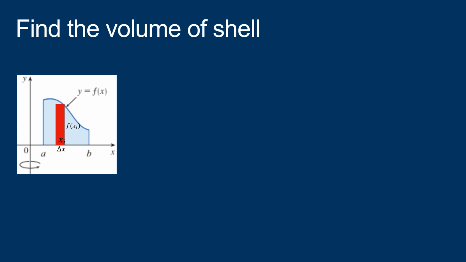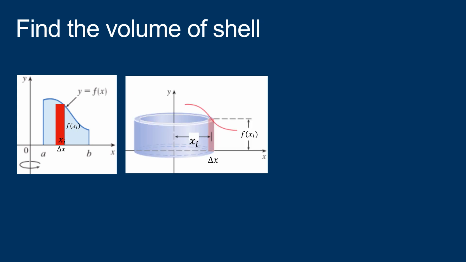Look at this picture, guys. The blue region is bounded by y equals f of x, x equals b, and the x-axis. We're going to rotate the blue region about the y-axis. We want to find the volume, but we're going to pick a vertical rectangle. Then we rotate that vertical rectangle, and it creates a cylindrical shell right there, guys.